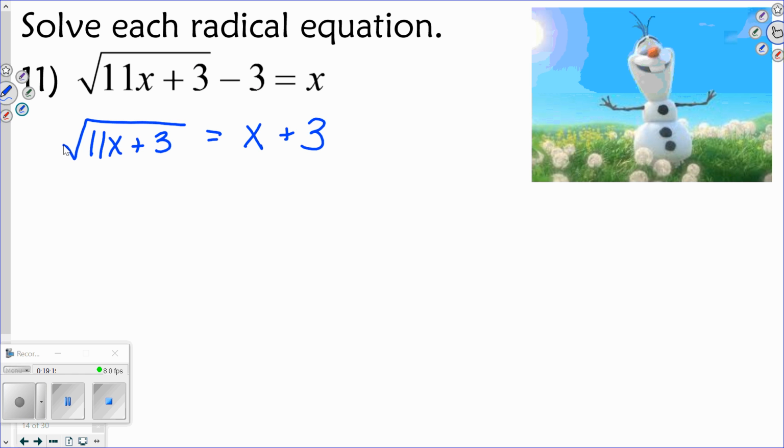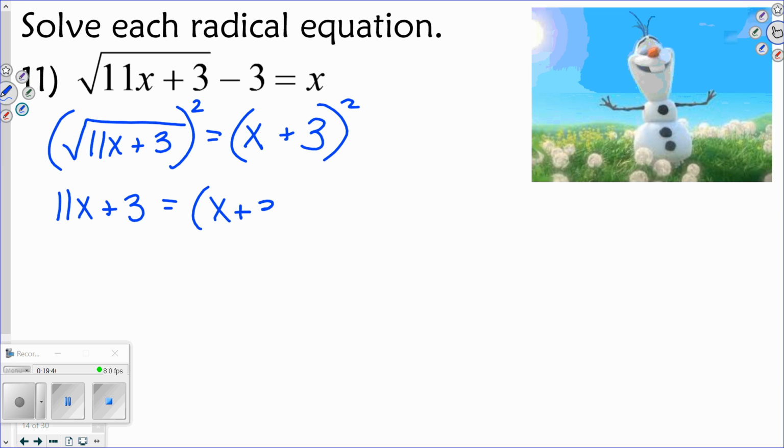So how do I get rid of my radical now? I have to square it. So we get 11x plus 3. No. She's on it today. Yeah, what's it mean to square something? It means you multiply it by itself. Yep, we're going to have to distribute that.